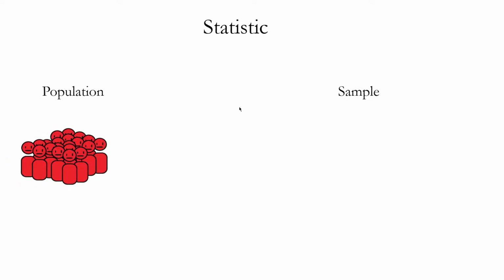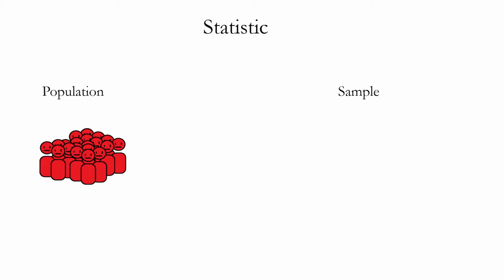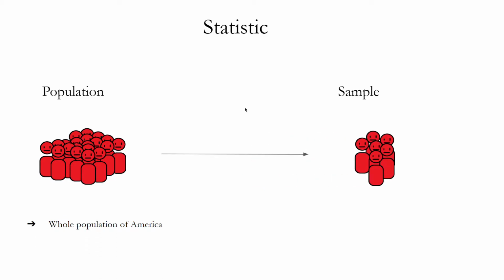Okay, so what is a statistic? To understand the definition of a statistic, you have to know the meaning of these two words: population and sample. A population is a very big group of people that you're interested in or want to learn about. A sample is a small group of people from that population. An example of a population could be the whole population of America, and an example of a sample could be a sample of 100 people from America.